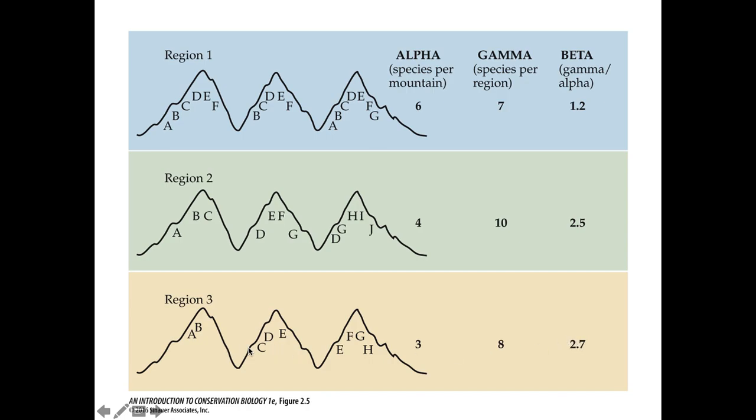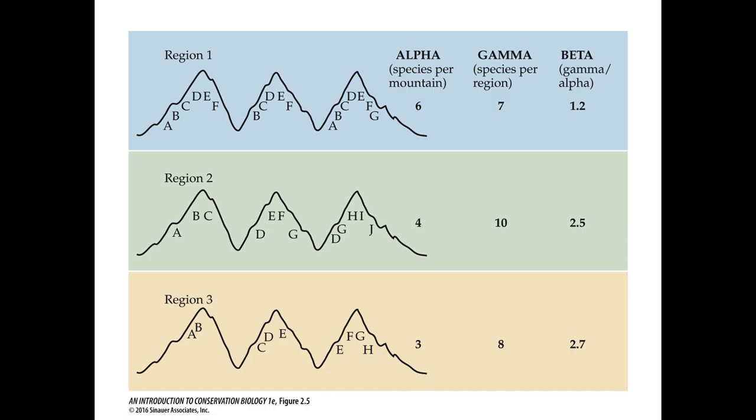And that's because each mountain has almost completely different species on it. And so the beta diversity is the highest here because there's very little overlap in species that occur from one mountain to the next. And so that illustrates the differences between alpha, gamma, and beta diversity.